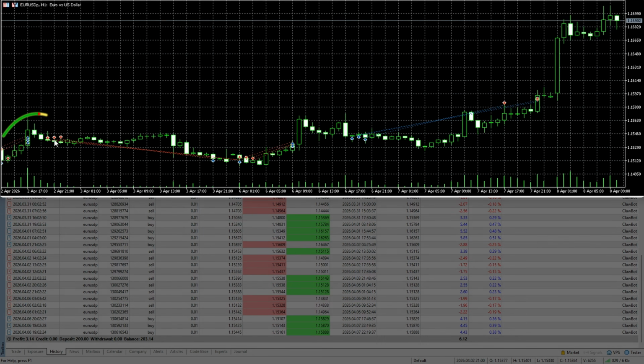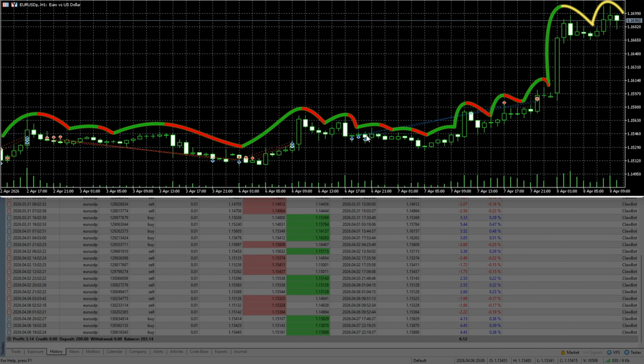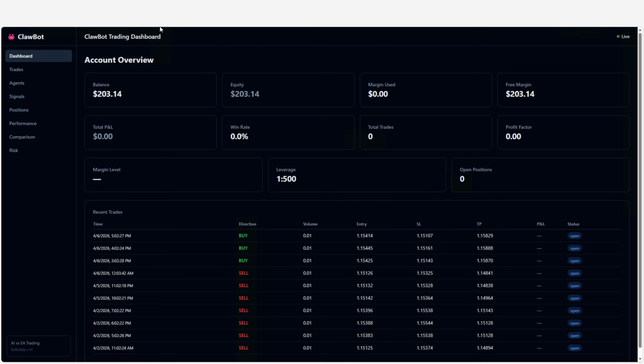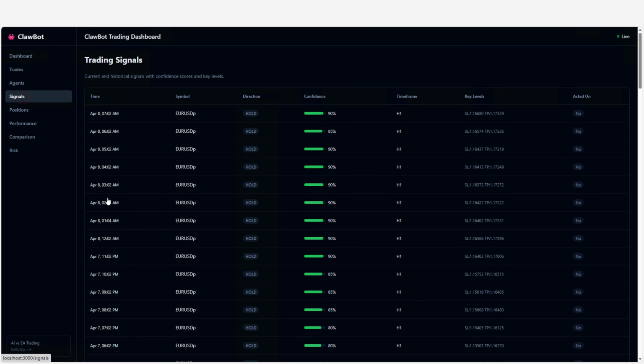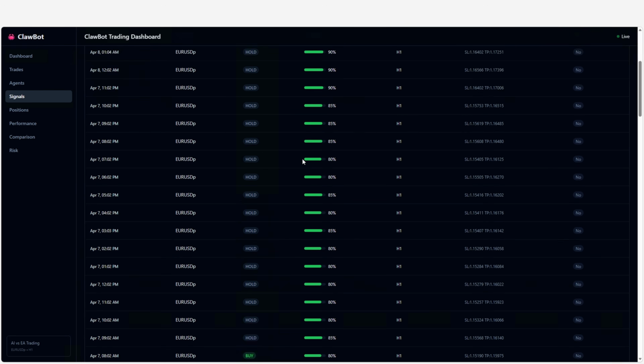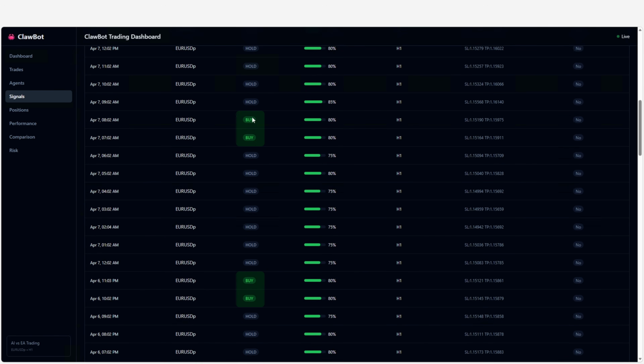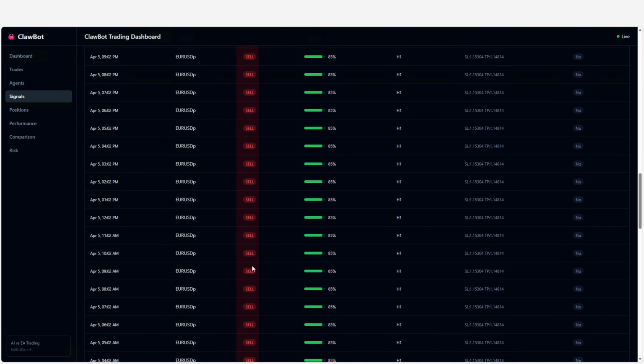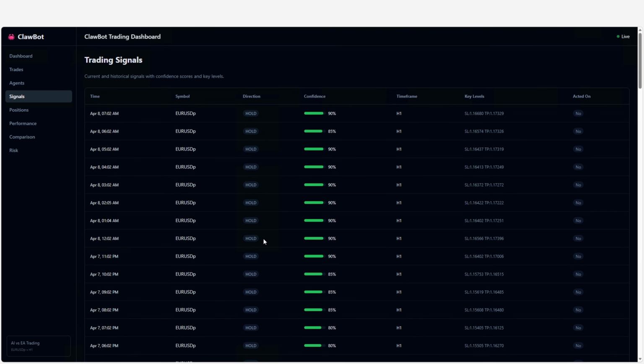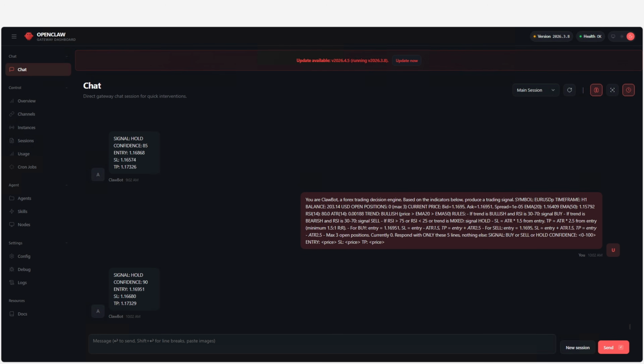Also, you can see here on the chart how the strategy performs, how it places the trades, when it opens and closes them. It is very straightforward. And going back to the dashboard I created, if I go to the signals here, you can see that every hour the system checks whether or not it's a good time to enter the trades, and you can see here the buy signal, the hold signal, the sell signal, and using these trading signals, my Claw bot is capable of executing the trades.